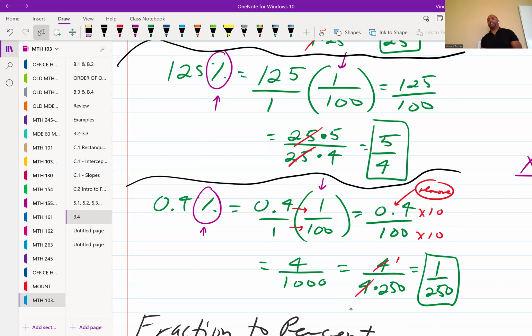Now, a fraction is not truly a fraction if it has a decimal involved. So we do need to get rid of that 0.4 in the numerator. And the way we can do that is by multiplying it by 10. 0.4 times 10 is just 4.